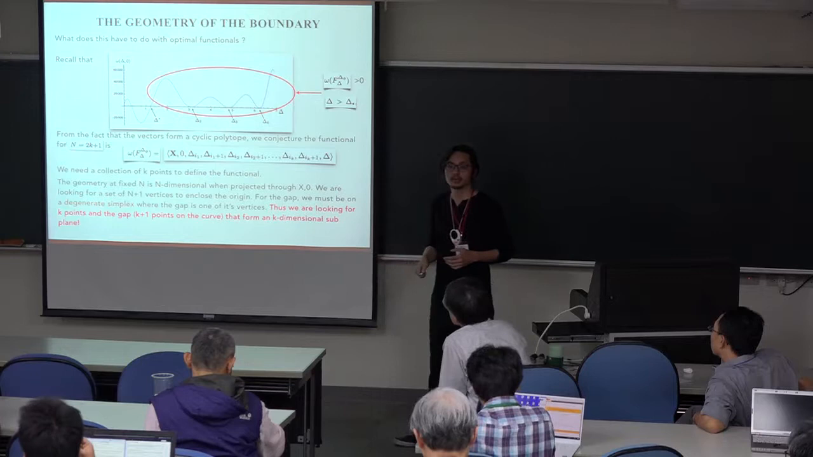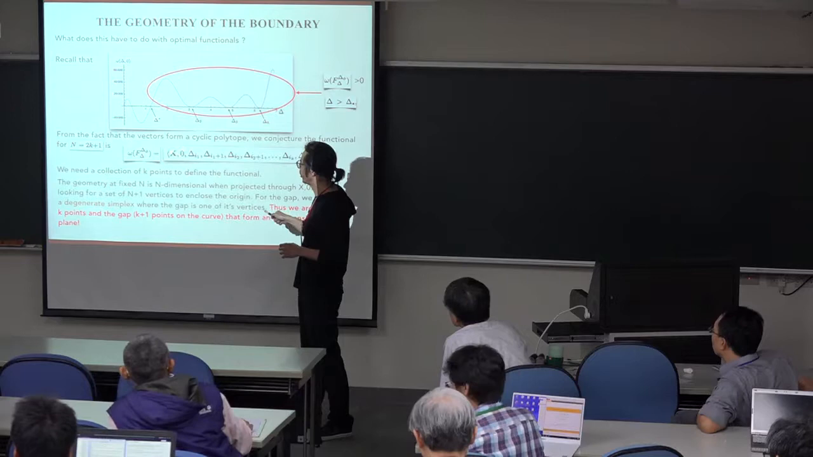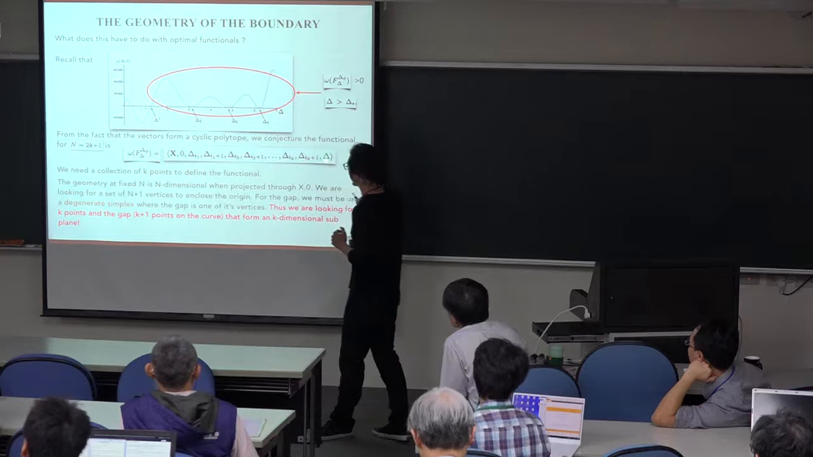Of course, this is not entirely true because I have the crossing plane at zero. That means that when the deltas are sufficiently close to the conformal dimension of the external operators, because of the projection through the crossing plane, this is going to mess up your cyclic polytope a little bit. But you know that at least for sufficiently large delta, this is going to be definitely positive. Okay, so let's start with this functional.